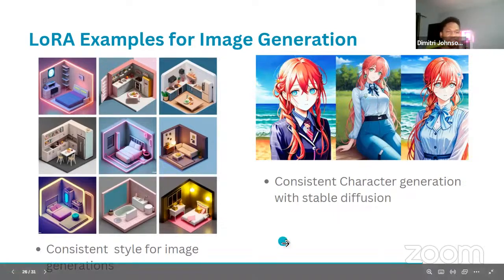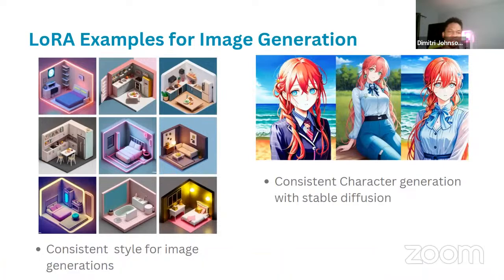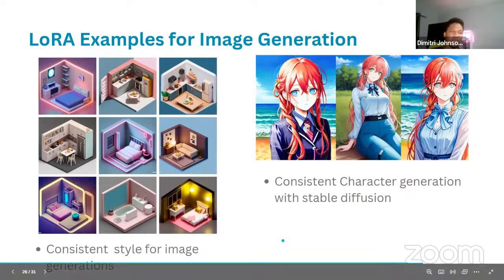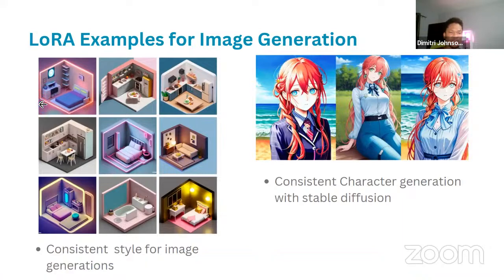So you're fine-tuning an image generation model on a specific task. This LoRA right here, for example, will give you a consistent output when it comes to these types of 3D room images. You can just give it a different prompt, and it always creates this type of image on the output. For example, another example is you want to create consistent characters.